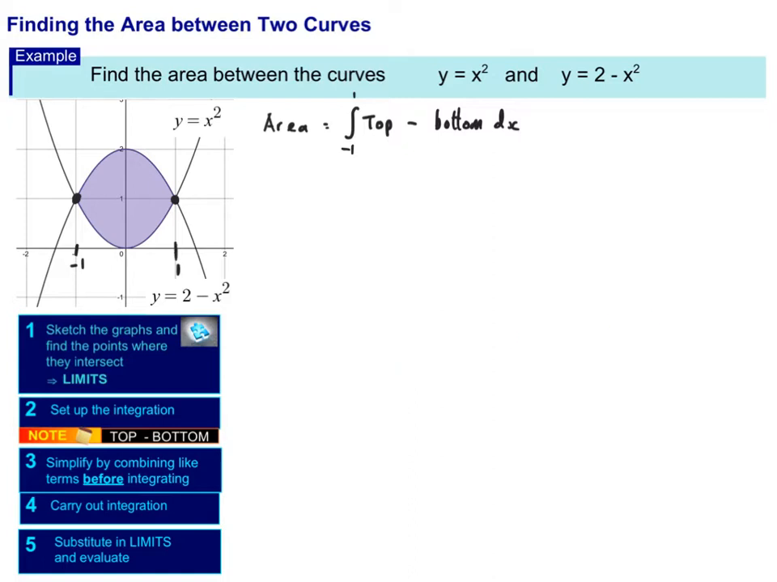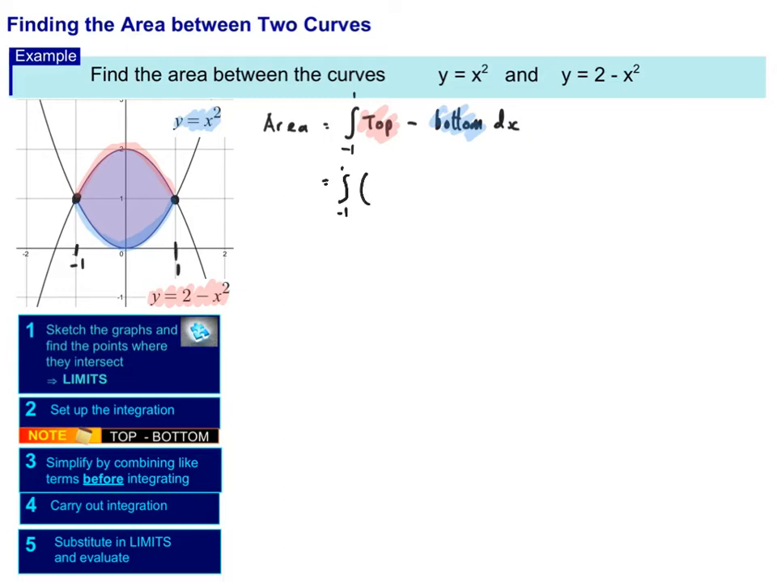The top function is going to be this one here, the one that forms sort of the top boundary. That is this equation here. So the top is this 2 minus x squared. The bottom is this bit down here. So this is the bit that's forming the bottom of my area. And that's going to be that function, x squared. I'm not going to do any integration yet. So I still have my integral symbol. My limits are still the same.